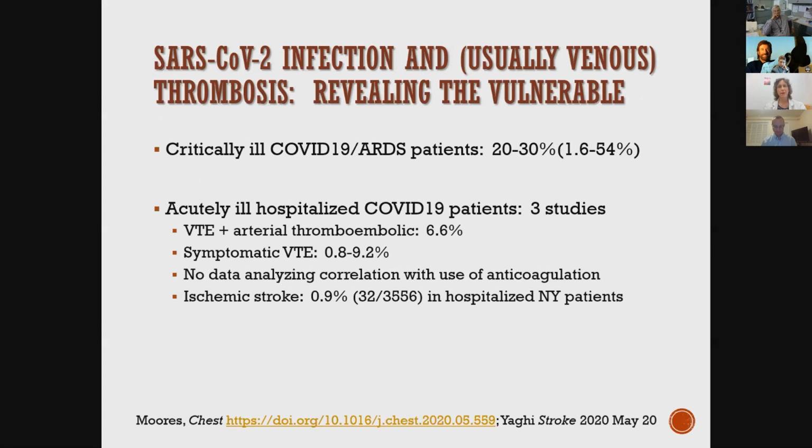Data are much harder to come by, and there are 3 studies without correlation to the use or absence of prophylactic anticoagulation, but the estimates vary from as low as less than 1% to as high as 10% of having arterial events. And there was, again, a large cohort from a New York hospital system. In 1 month's time, they had 3,500 patients admitted, and the risk of ischemic stroke was 0.9%, 32 of these patients. Now, these are people in their 60s with diabetes, hypertension, other risk factors, but their conclusion was this was higher than they would have expected.